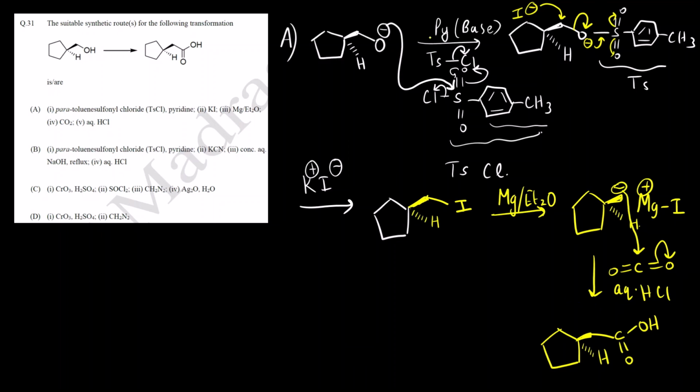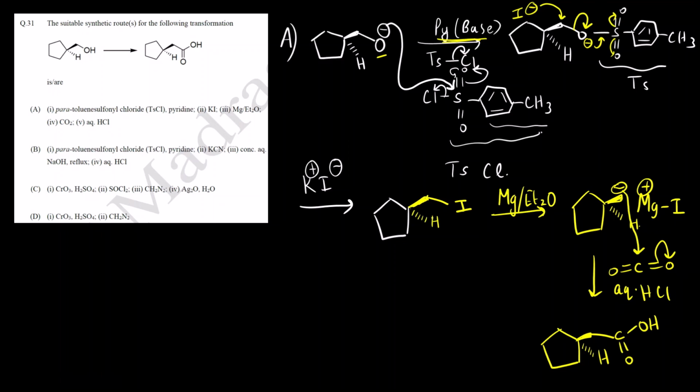So what we did: first, pyridine is a base, so it will abstract the acidic proton from OH. Then this O minus will undergo a substitution reaction with tosyl chloride. We get the OTs group. Then iodide will undergo an SN2 reaction. OTs will go away as a good leaving group. We get iodine, that is, OTs is substituted by iodine.